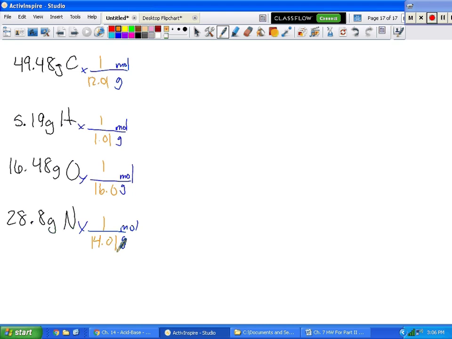Now, let me ask you this as you're writing this. When you actually plug this into your calculator, the values that you write down have to be in what format? The correct number of significant figures. Okay, just throwing that at you. So this one should be 4.120. This one should be 5.19. This one should be 1.03. And this one should be 2.06.